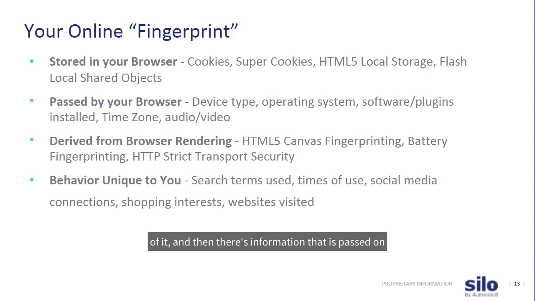And then there's information that is passed on by your browser, right? The type of device you're using, the operating system, the software and plugins that you're using, your time zone, the audio and video files, or the type of video files that you're using. There's a couple different aspects to gathering this information. If they can figure out all this information, one, cyber criminals know how to exploit these devices. They're obviously very sophisticated. They know the best methods for exploiting them and infecting your machines.